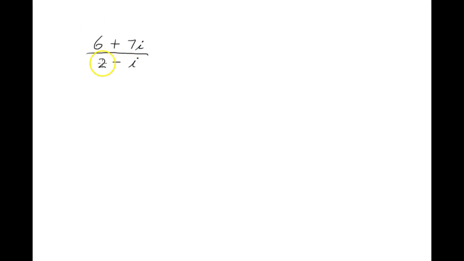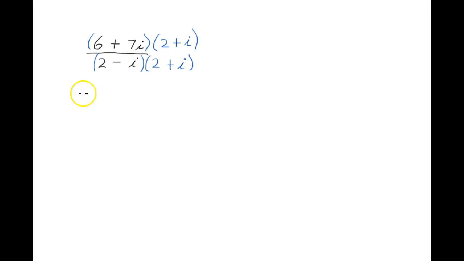So the first thing you want to do if you have a complex number in the denominator is to multiply the numerator and the denominator by the conjugate of the denominator. So I'm going to multiply the denominator and the numerator by 2 + i. That's the conjugate of 2 - i. So the conjugate is just the same thing with the opposite sign. Fancy word for that. 2 + i.